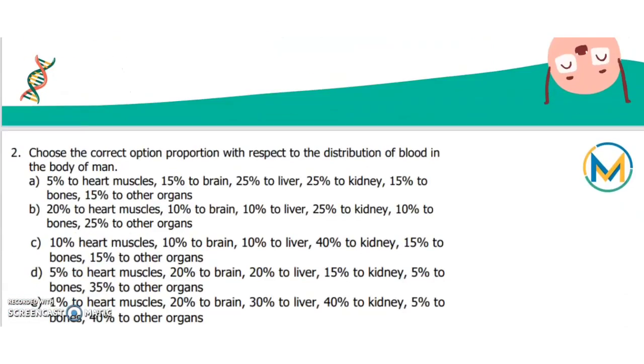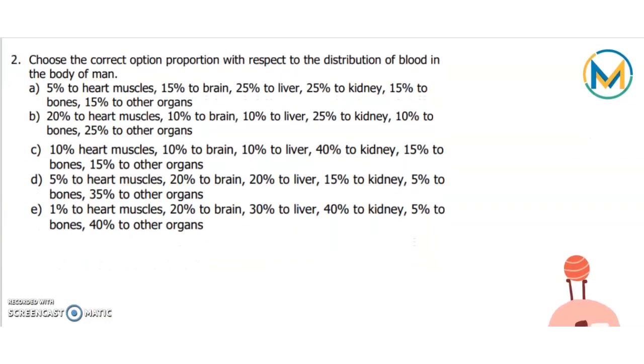Looking towards the next question. Choose the correct option, proportion, with respect to the distribution of blood in the body of human. Now we know that the blood distribution is like 1% to heart muscle, then 20% for brain, 30% for liver, 40% for kidney, 5% for bones, and the remaining 4% for other organs.